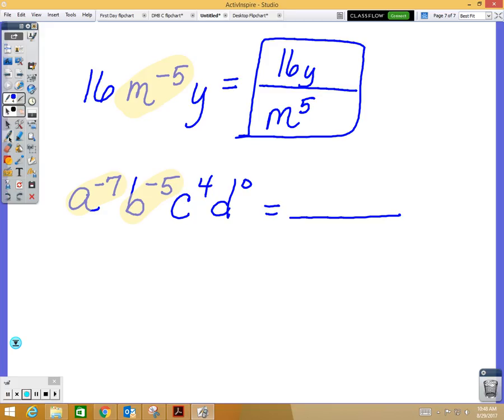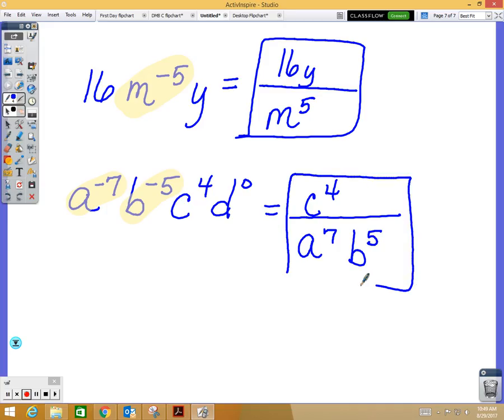So that becomes a to the 7th. This becomes b to the 5th. C to the 4th is fine. Leave it. What happens to d to the 0 power? Turns into a 1. D to the 0 power equals a 1. So that's like saying times 1, which we don't really even need there. It's not wrong if you have it there, but you don't really need it there, okay? So really your final answer would just be that right there. You should not see a D in your final answer. There's no D in the final answer.